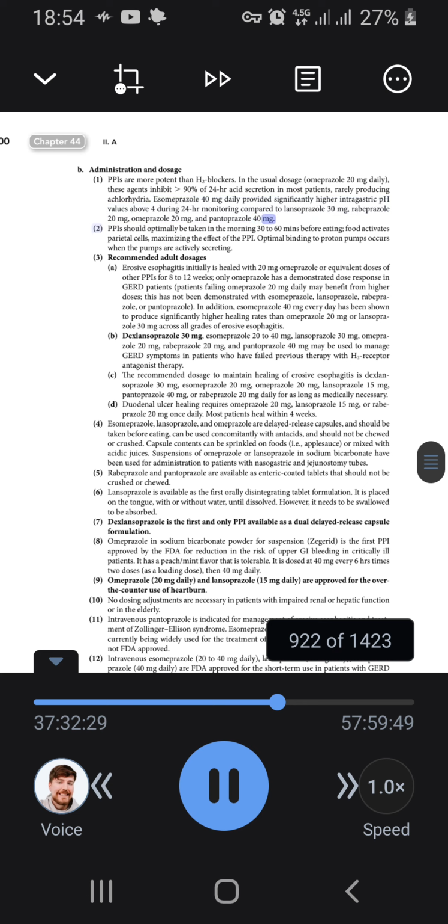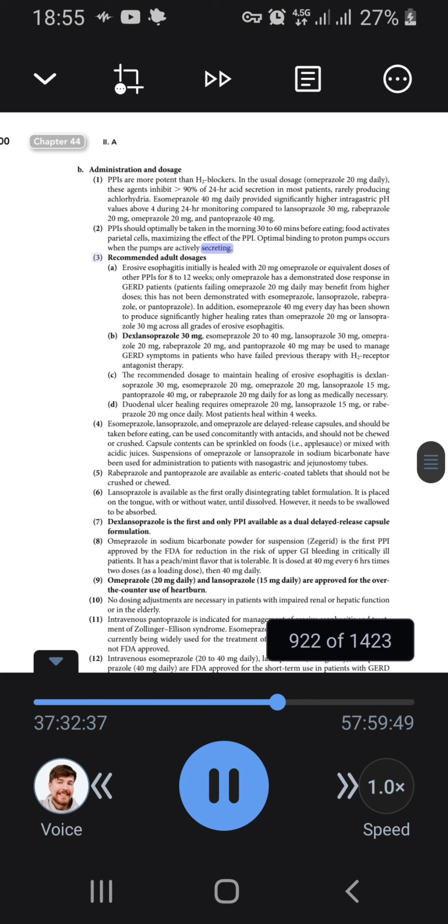2. PPIs should optimally be taken in the morning 30 to 60 minutes before eating. Food activates parietal cells, maximizing the effect of the PPI. Optimal binding to proton pumps occurs when the pumps are actively secreting.